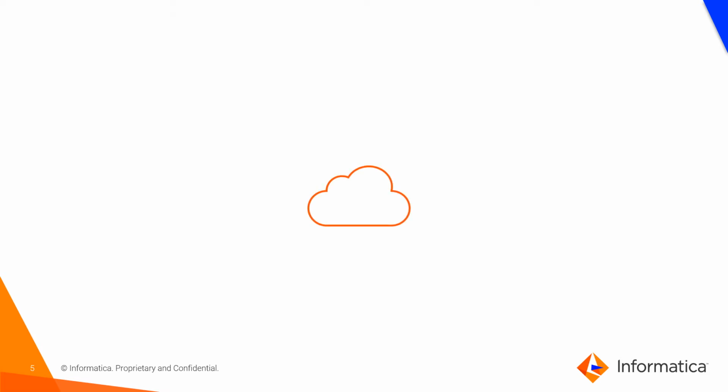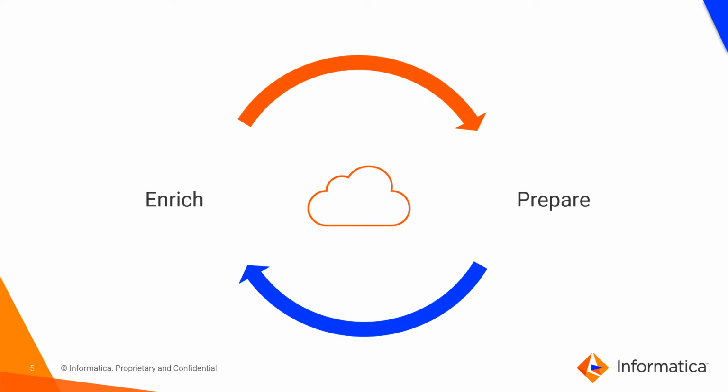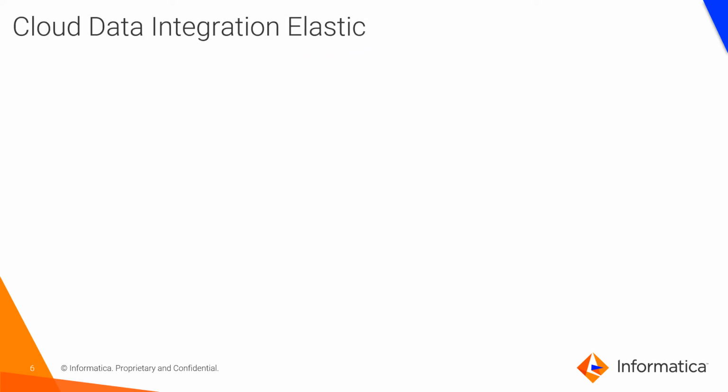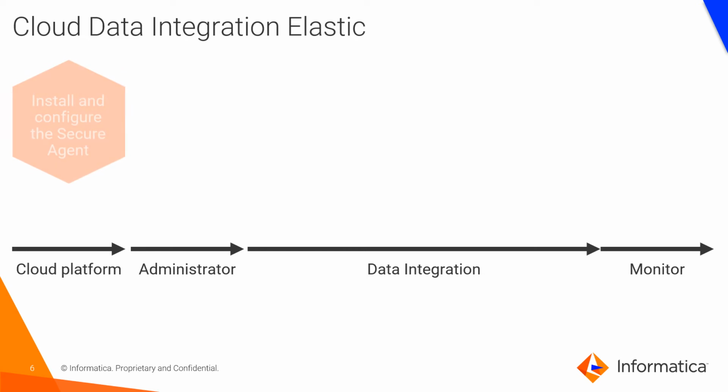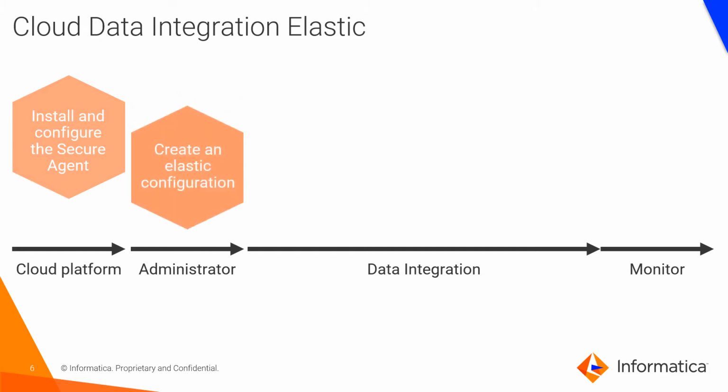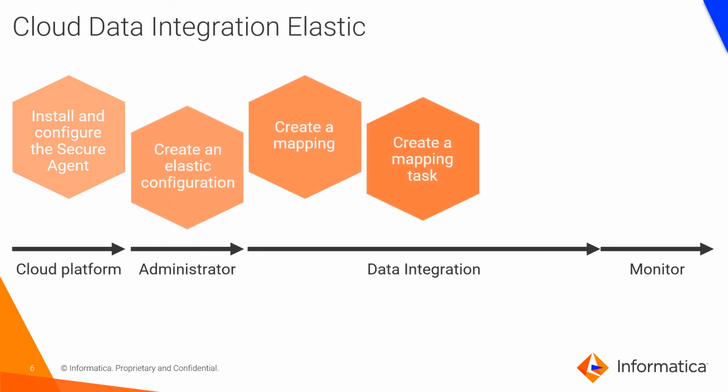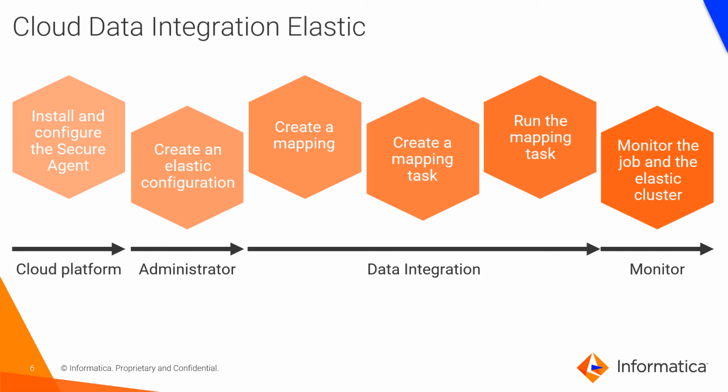Once our data is in the cloud, we can prepare and enrich the data using Data Integration Elastic. First, we'll install and configure the secure agent on our cloud platform. Then we'll move on to Administrator to create an Elastic configuration. In data integration, we'll create an Elastic mapping and a mapping task, and run the mapping task on an Elastic cluster. Finally, we'll turn to Monitor, where we can watch our solution run.